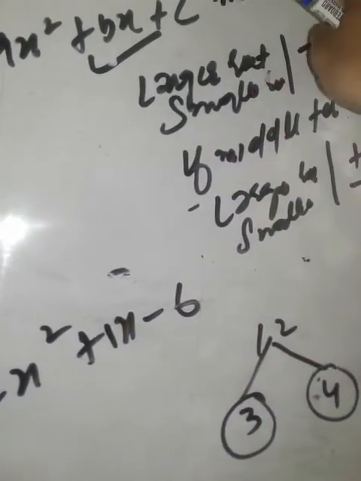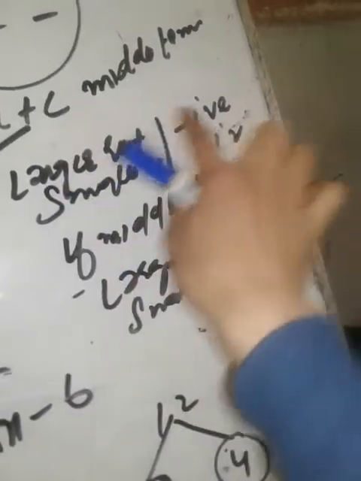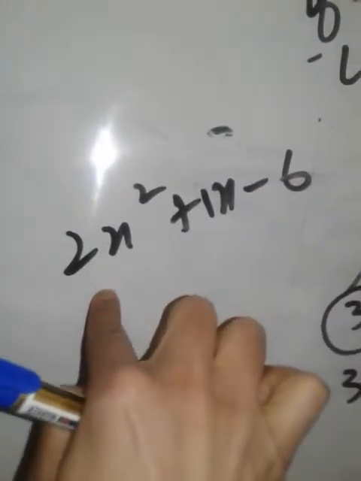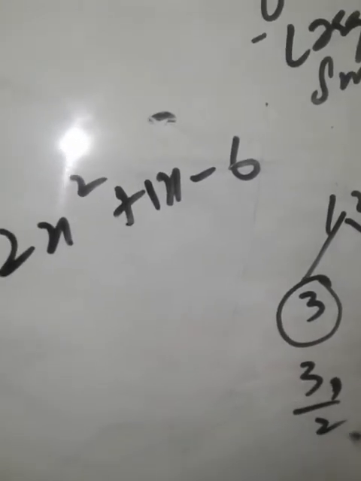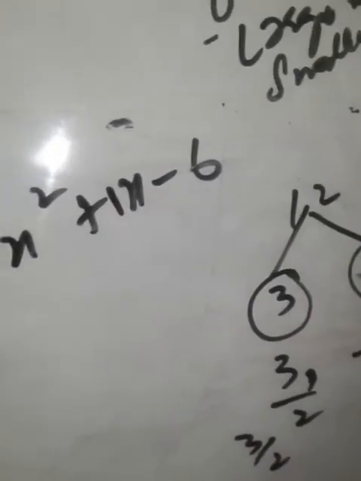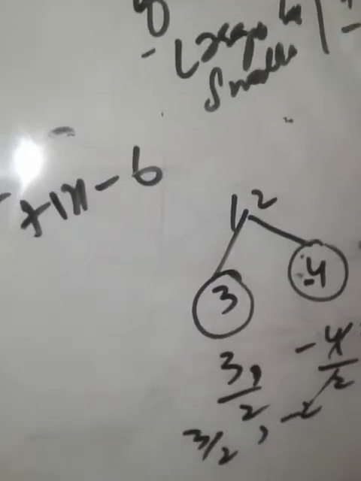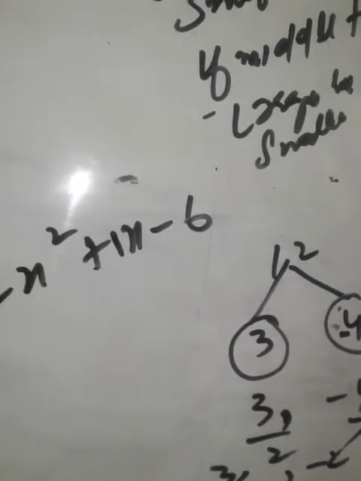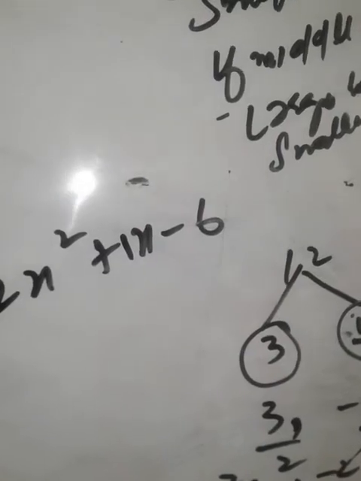If the sign of the middle term is positive, put the larger root with a negative sign. Which one is larger? Larger is minus 4. So it is 3 minus 4. I already told you, divide by this coefficient, divide by 2. It is 3 by 2, and it is minus 2. Now again we will do another example.